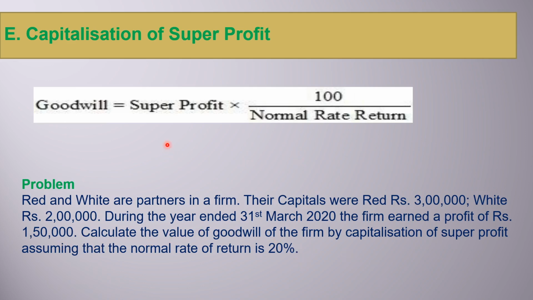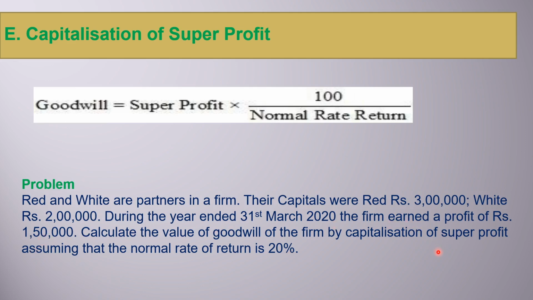So here we have to find out first of all the super profit, and we will use this formula. How will we calculate the super profit? Here the capital employed is provided. If you add both the partners' capital, we will find the total capital employed. Red capital 3 lakh and White capital 2 lakh, so 3 lakh plus 2 lakh, 5 lakh. 5 lakh upon 20% is coming 1 lakh. So 1 lakh is the normal profit, whereas the actual average profit is 1,50,000.